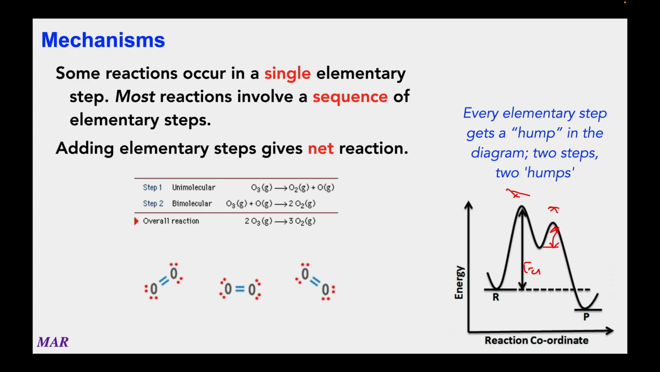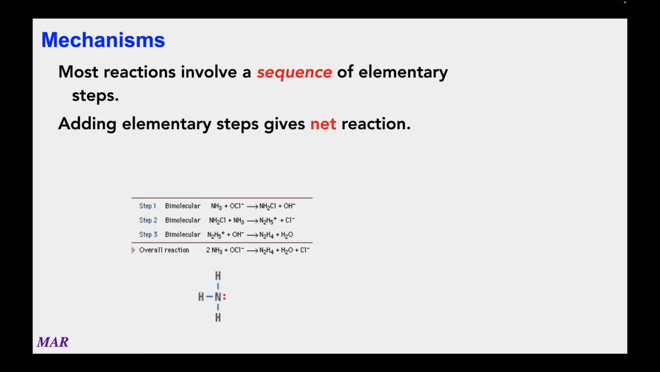So if you have more than one step in a mechanism, you're going to have more than one hump in your reaction diagram. And it doesn't always have to be this way, but often it's the first step which is the highest energy. The reactants have to overcome the most energy to go over that hump, then the subsequent hump or humps are smaller. Hydrazine is formed in aqueous solution in a three-step process, each step being bimolecular.